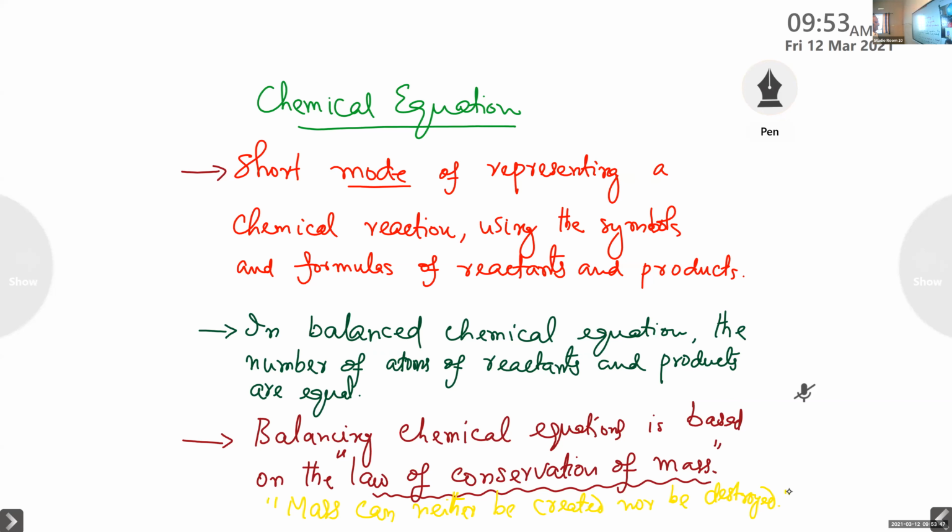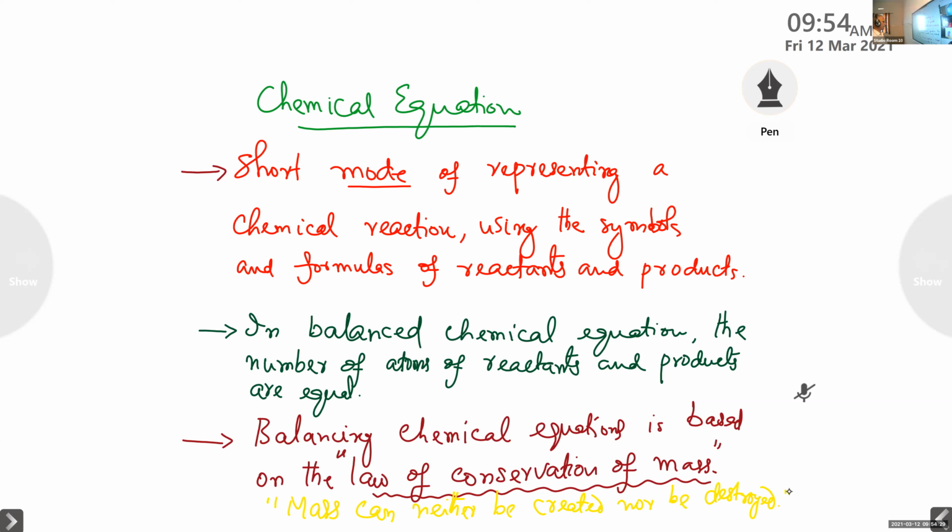Okay. So mass can neither be created nor be destroyed. That is the law of conservation of mass. If it is so, during a chemical change, a reactant is converted into a product. So the total mass of the reactants should be equal to the total mass of the products.